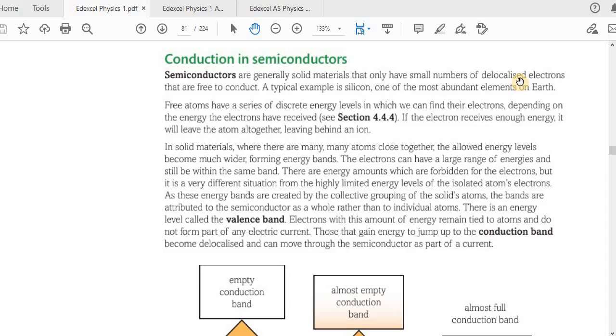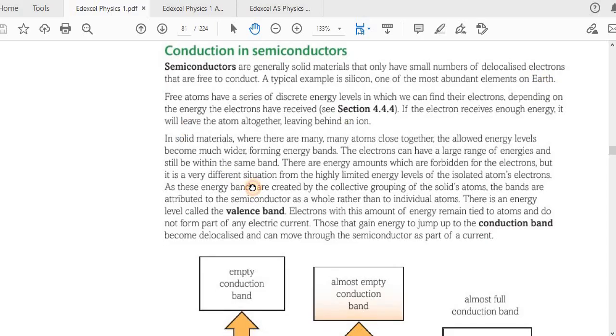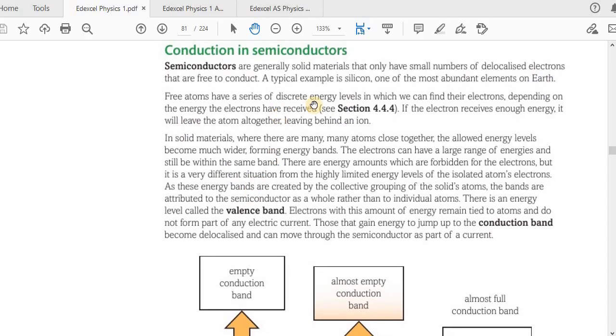You have this delocalized or conduction of free electrons in semiconductors also, but when you heat a semiconductor, it releases more free or delocalized electrons, which make them even better conductors. Semiconductors are generally solid materials, for example silicon, germanium, that only have small numbers of delocalized electrons that are free to conduct. A typical example is silicon, one of the most abundant elements on Earth. Free atoms have a series of discrete energy levels in which we can find their electrons.